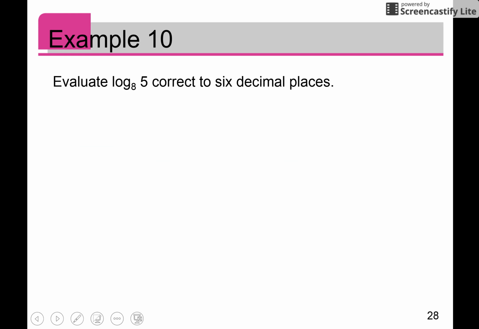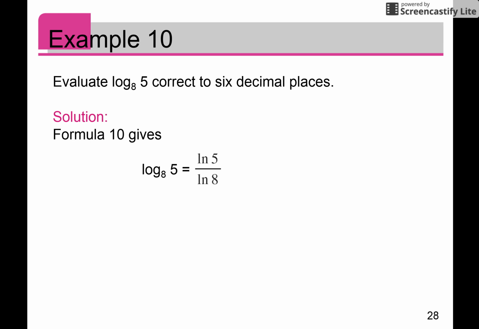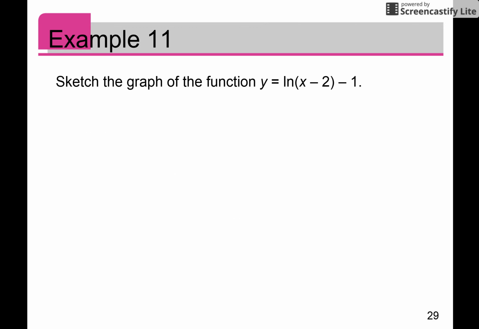So I would use this to evaluate something like log base 8 of 5 correct to 6 decimal places. What I would do there is I would rewrite that as the natural log of 5 divided by the natural log of 8. Plug that into my calculator. You're going to get about 0.774.